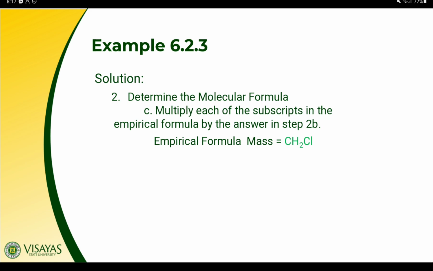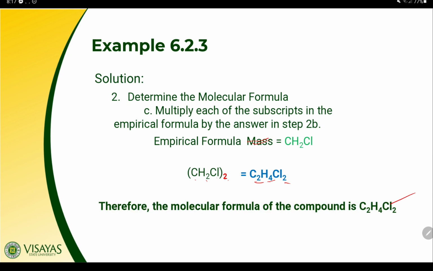So again, the empirical formula is CH2Cl. The empirical formula is CH2Cl. We multiply that with the number in the previous slide. We multiply that number to the subscripts of each of the elements in the compound. So that becomes 2 times 1 we have 2, 2 times 2 we have 4, and 2 times 1 we have 2. And this is now the molecular formula of the compound, C2H4Cl2. Okay, so now we have the molecular formula and the empirical formula of the compound.